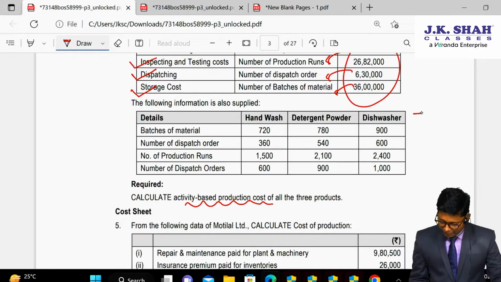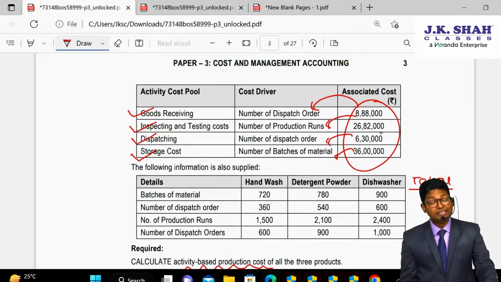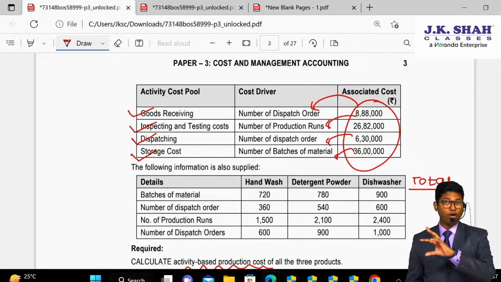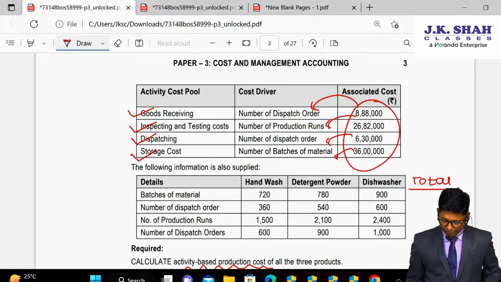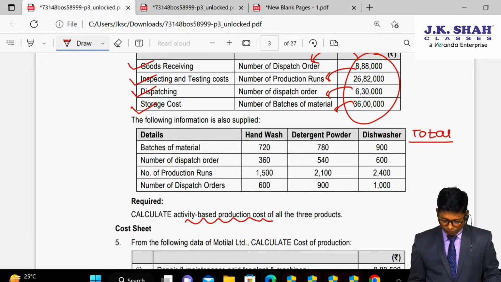Only one thing is missing, and that one is the total. That means the above costs, that 8,88,000, 26 lakhs 82,000, 6 lakhs 30,000, 36 lakhs, all these costs are to be divided in the ratio of the given parameters. If you add up all these values, you will get the total, and accordingly you can use it here.